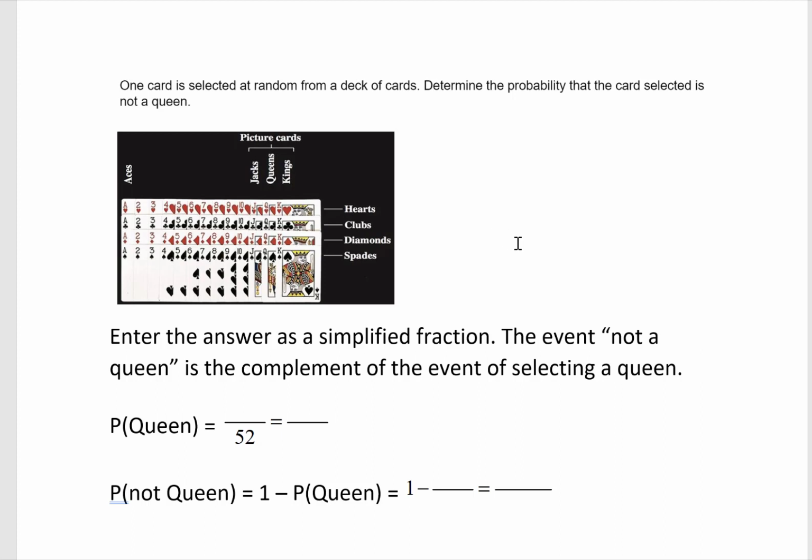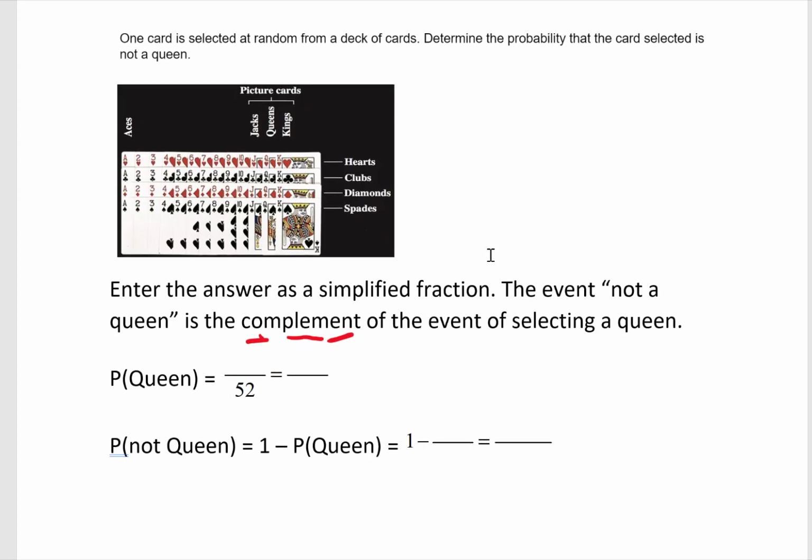The event not a queen is the complement of the event of selecting a queen. So let's determine the probability of selecting a queen. In my deck, I have 52 cards, 4 queens, and the simplified fraction is going to be 1 over 13. So I can use the complement rule, which says the probability of a not queen is 1 minus the probability of a queen. So 1 minus 1 over 13 gives me 12 over 13.